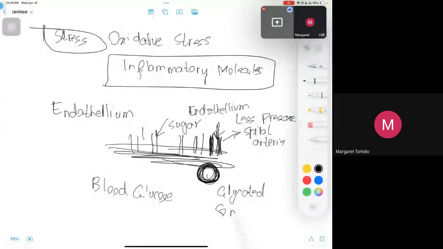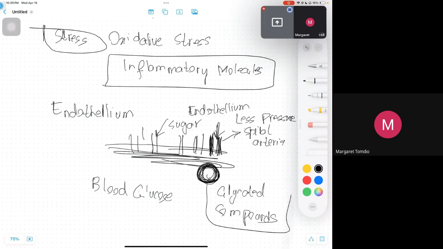So when these glycated compounds are formed, they will cause the arteries not to remodel. Normally in our body, the arteries are high pressure, low volume. So they have a lot of pressure, but in the placenta, we need high volume and low pressure arteries, so as to provide the maximum amount of blood flow to the baby.